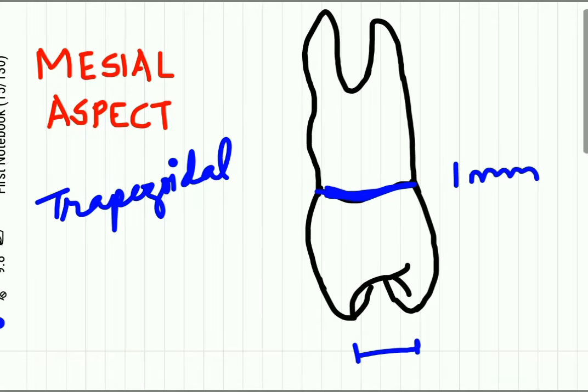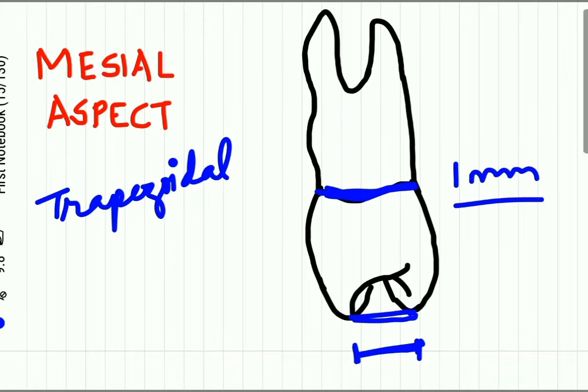Now, the cusp tips, both the buccal and the lingual, are well developed and can be well appreciated from the mesial aspect. The measurement from the tip of the buccal cusp to the tip of the lingual cusp is less than the measurement at the cervical portion. This measurement at the occlusal surface is less than that in the cervical portion. Now, the cervical line is very less curved.